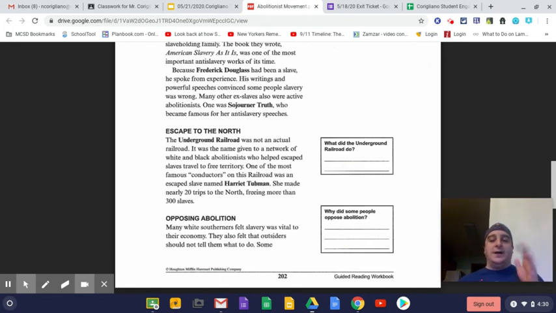Some saw it going in one direction, where African Americans would be completely and totally equal to whites, and others saw it going in another direction, where African Americans would not be equal to whites, but they wouldn't be forced into the system of slavery. So that sums up abolition. That's what I was going for. That's what I was trying to get you guys to figure out and understand, just what abolition was and some of the differences.